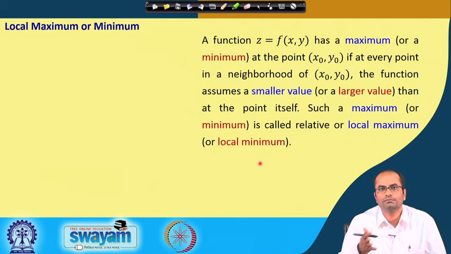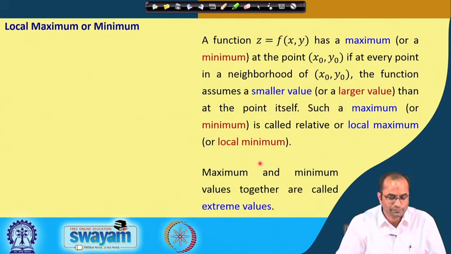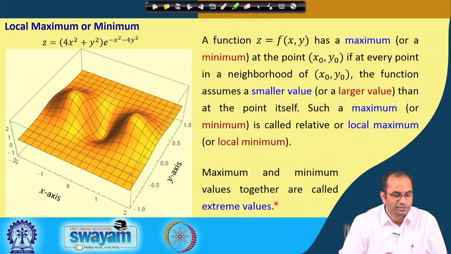So if at all other points in the neighborhood of this point the function is taking smaller values, then we call that this is a local maximum, and if the function is taking larger values in the neighborhood of a certain point, then we call that this is a point of local minimum. And these maximum and minimum values together are called the extreme values.